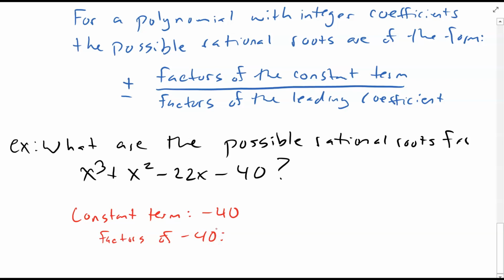Okay. So then what are the factors of -40? When I say factors, what do I mean? The things that divide 40, right? So give me an example. We'll actually want to list all the numbers that can divide 40.